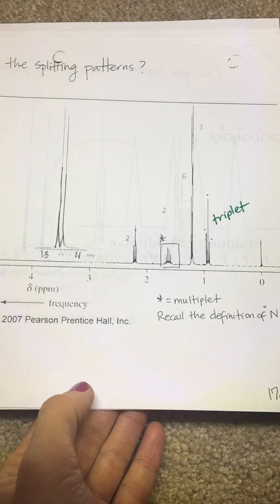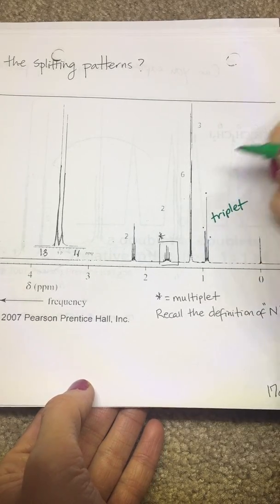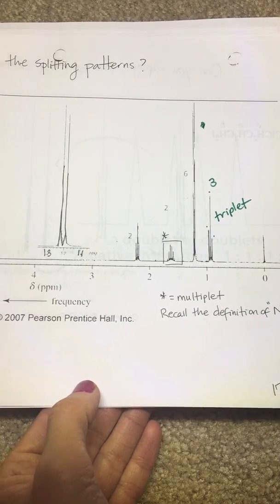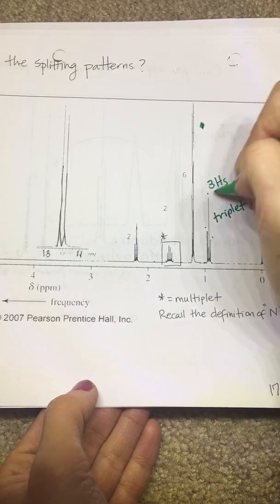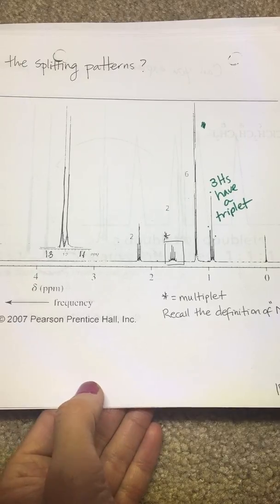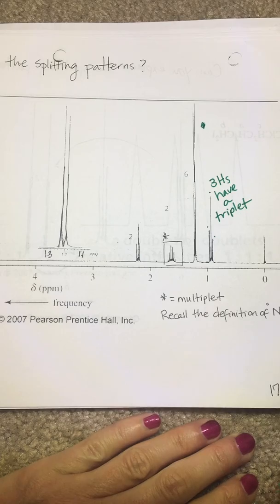Okay, so that little 3 is actually supposed to be over here for our little triplet. So I'm going to put that right there. Okay, so 3 hydrogens have a triplet. Okay? And then you want to start thinking about, okay, what is a triplet?